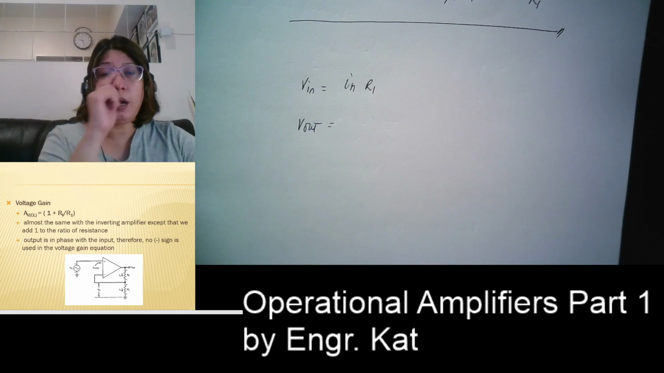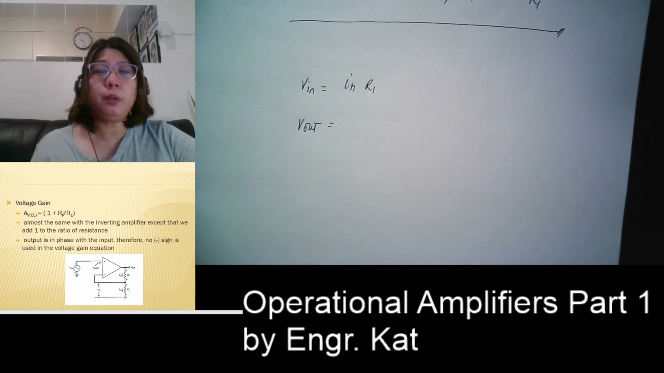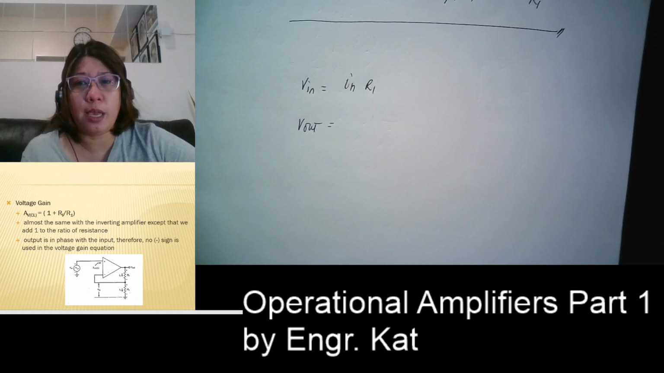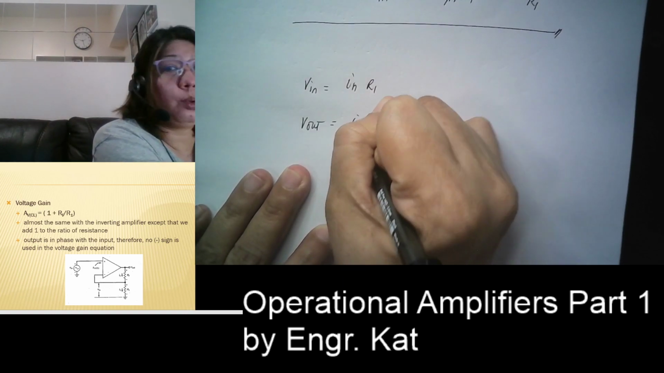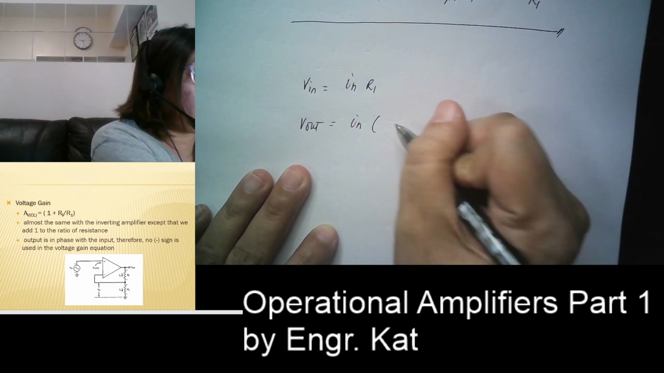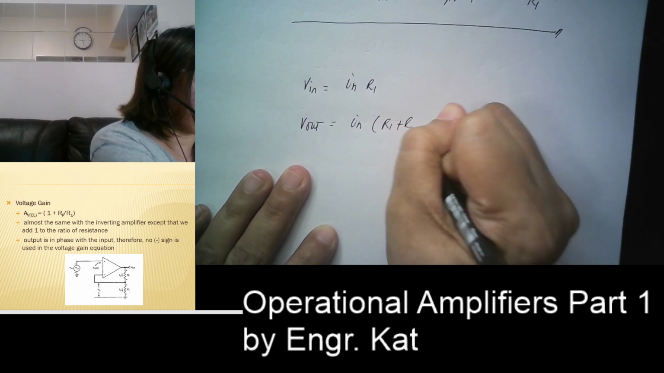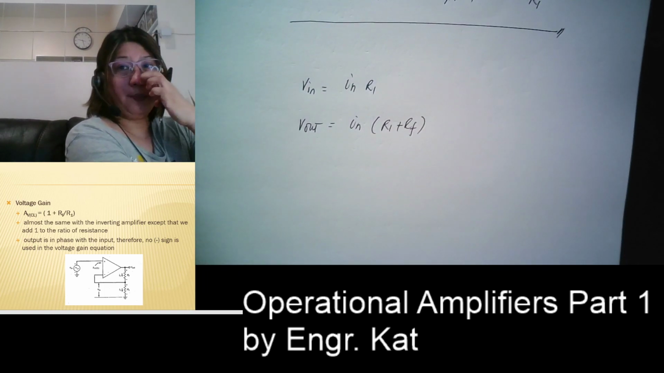So what is your output voltage? Your output voltage is just the current multiplied by your RF plus your R in, based on the circuit. Okay, and it's positive, right? Because the positive terminal is connected at the output, unlike in the inverting amplifier. So your V out there is equivalent to I in multiplied by the sum of your R1 and your RF.